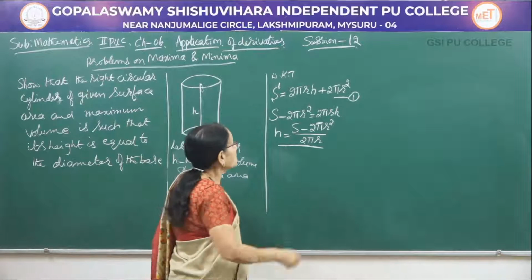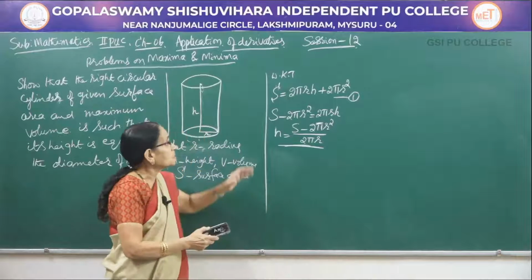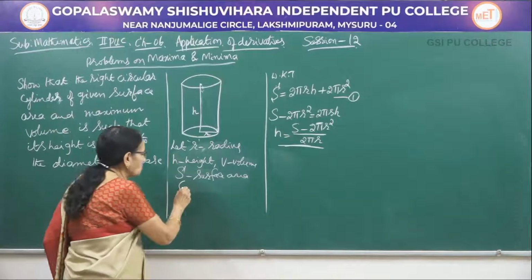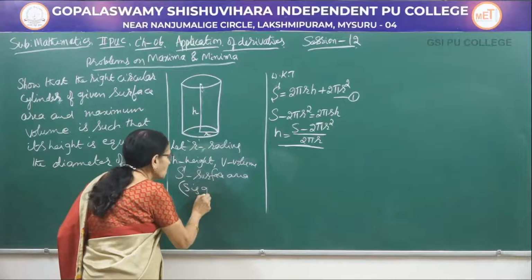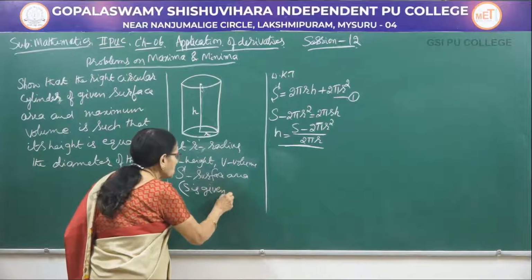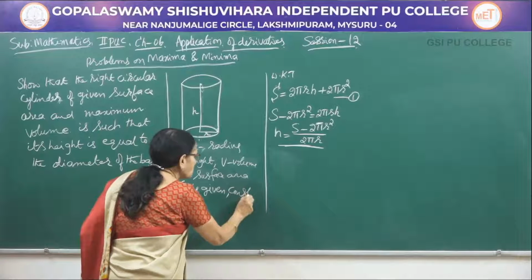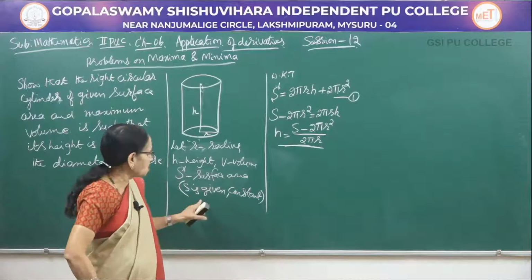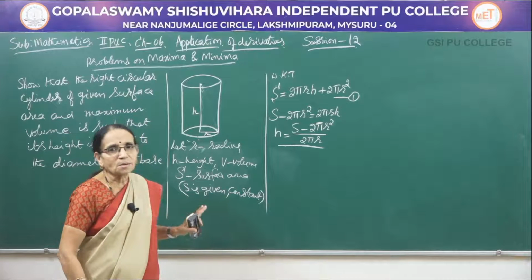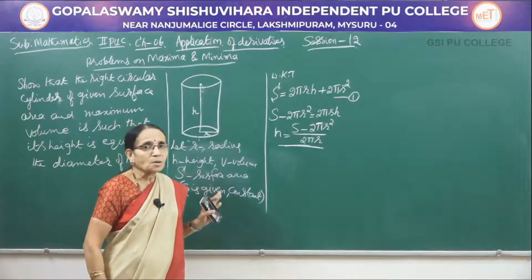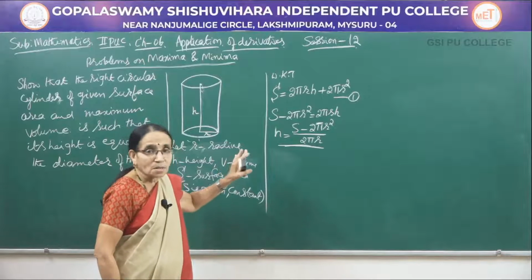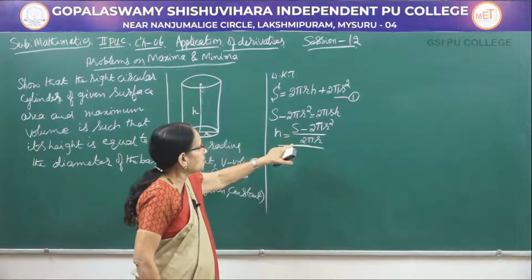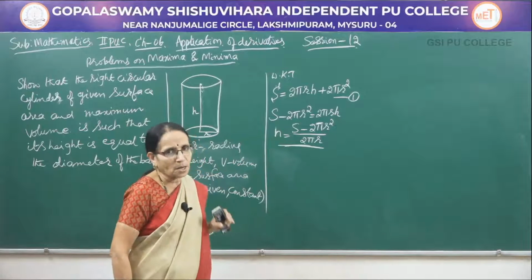Now, let us come to the volume. This is given; if you want, you can write inside the bracket for your reference. S is given, which means it is a constant. It is only for you to remember that I am writing here. So, S is given means it is a constant. Whenever you do the differentiation, remember to treat that as a constant. So, h is equal to S minus 2 pi r square divided by 2 pi r.